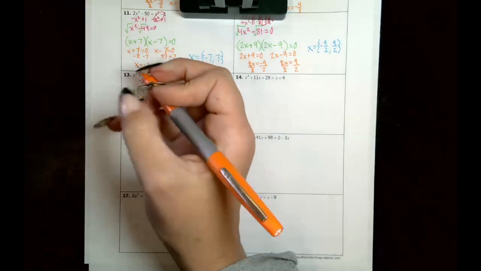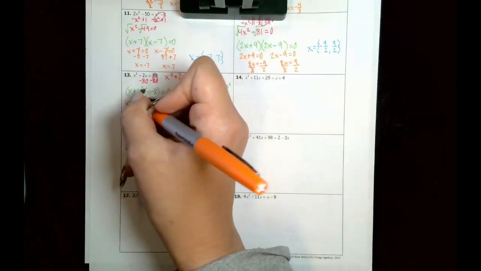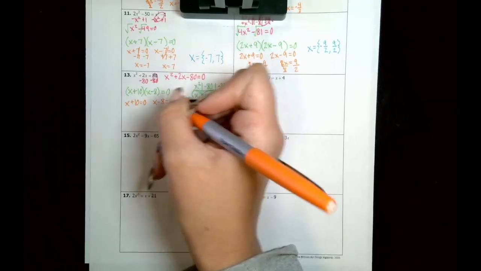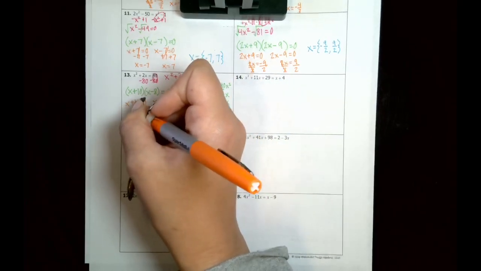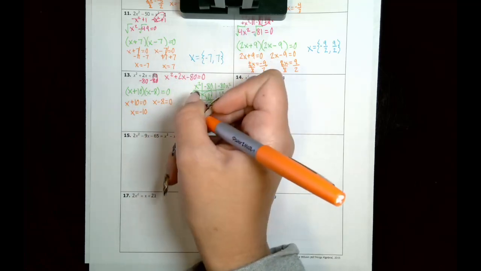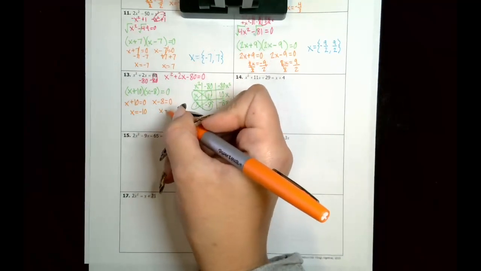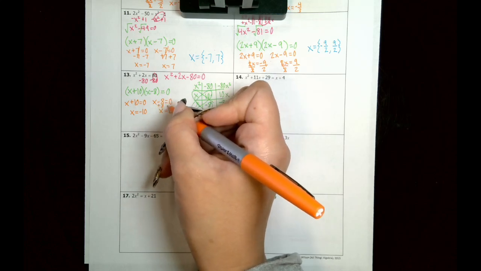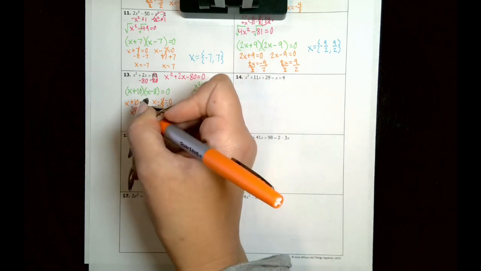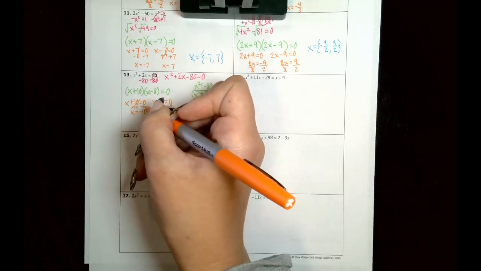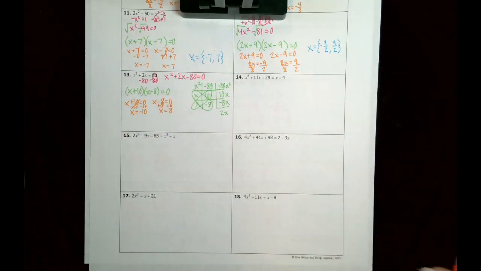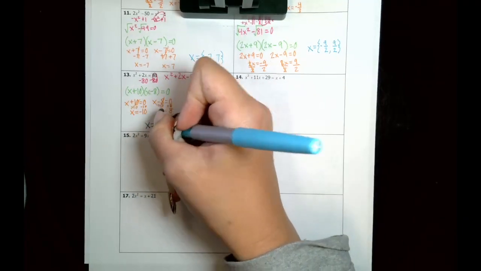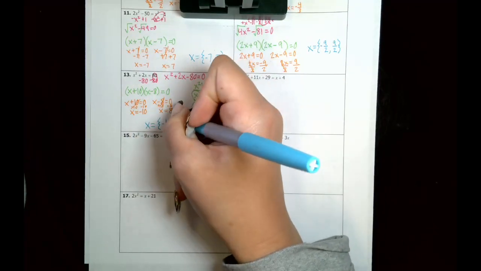So we need to set both of these equal to 0. So x plus 10 equals 0, and then x minus 8 equals 0. We need to subtract 10, so x equals negative 10. Add 8, so x is going to equal positive 8. Then our solution set is x equals -10, 8.